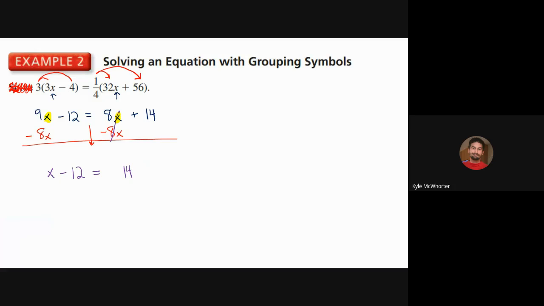And now the only thing that's happening to x is subtraction. So the inverse of subtraction is addition. So we are going to add 12 to both sides because we want to get rid of the minus 12. And we get x equals 26.